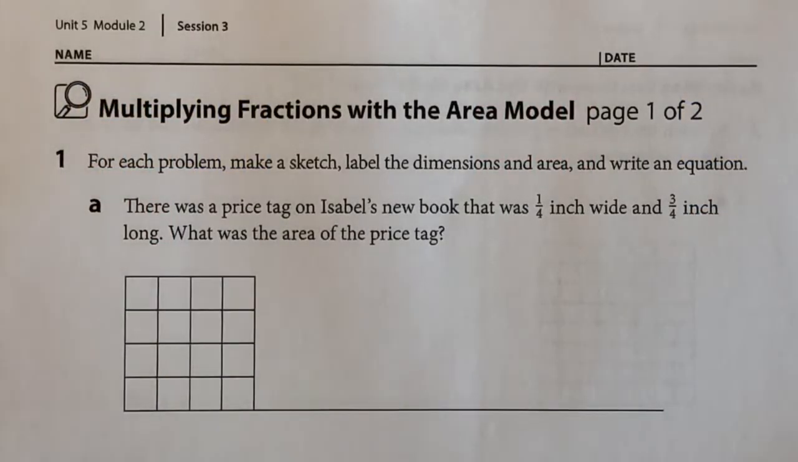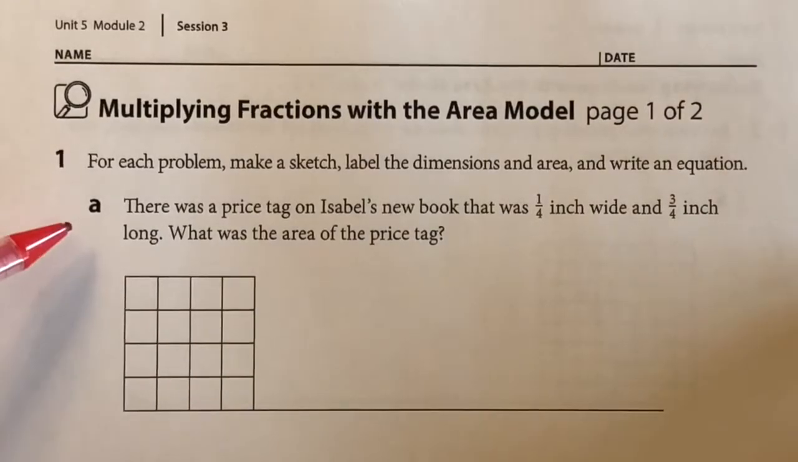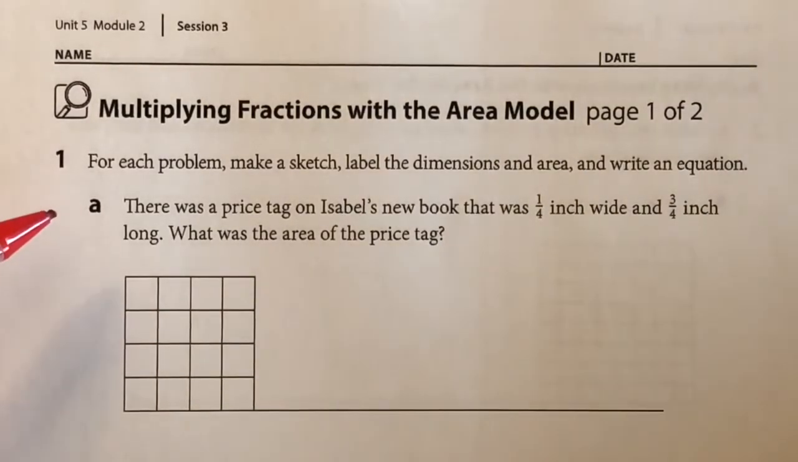Today we are going to be multiplying fractions using an area model. So for each problem I'm going to show you, we're going to make a sketch, label our dimensions and the area, and we're going to write an equation for it. So this first one here, it says there was a price tag on Isabella's new book that was 1/4 inch wide and 3/4 inch long. What was the area of the price tag?